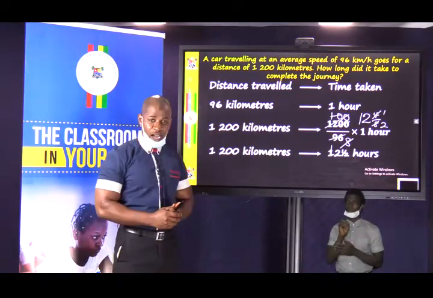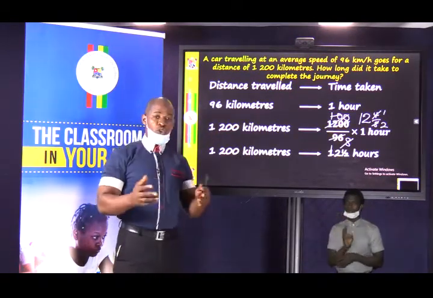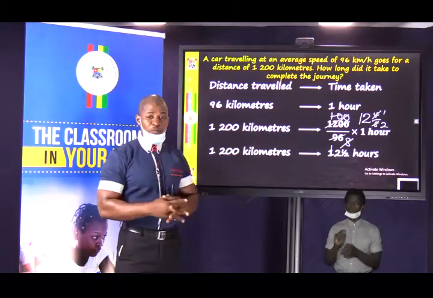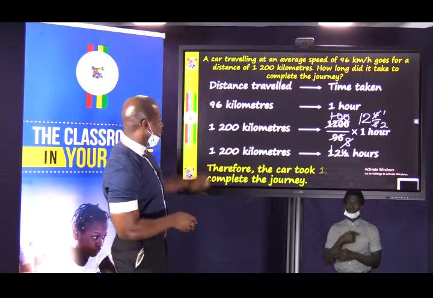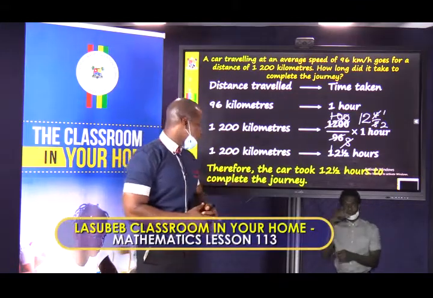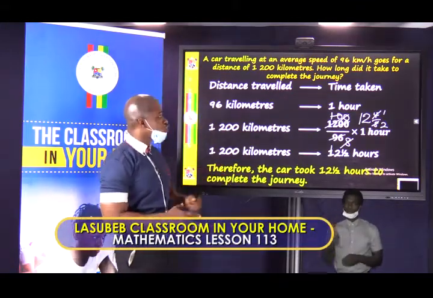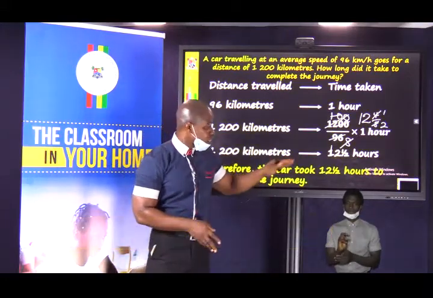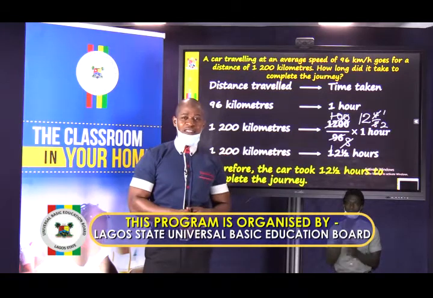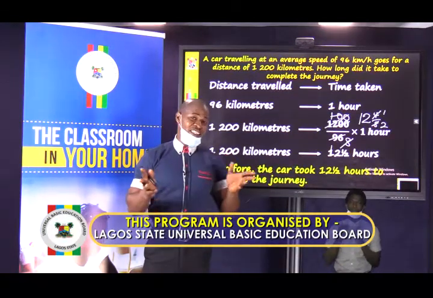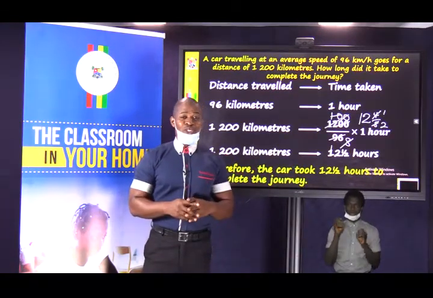That is 12 and a half hours, which of course you can also write as 12.5 hours. So we say that the time taken for the car to complete the journey of 1,200 kilometers is 12 and a half hours. Is that what you got, my friend? If you got it right, excellent job, you. I will celebrate you with a chair.